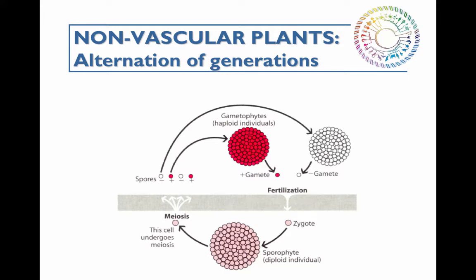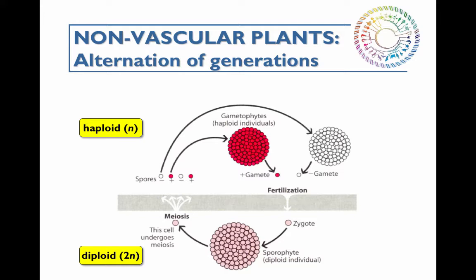Now in this diagram, everything above that horizontal line is described as haploid, that is, having one copy of every chromosome in every cell, or having N chromosomes. And everything below that horizontal grey line is the diploid phase, in which there are two copies of every chromosome in every cell, in other words, 2N chromosomes.